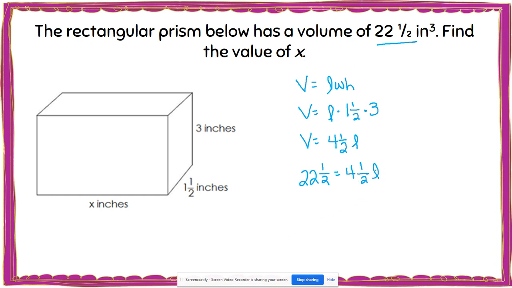Because I want to find out what length is, I need to isolate the variable L. And right now 4 1/2 is being multiplied by my length, so to isolate it, I'm going to use the inverse operation, which is dividing by 4 1/2, which I need to do on both sides of my equation. These are going to cancel and leave me with L. And on this side, I have 22 1/2 divided by 4 1/2, which gives me a length of 5. So x is equal to 5 inches, or this rectangular prism has a length of 5 inches.